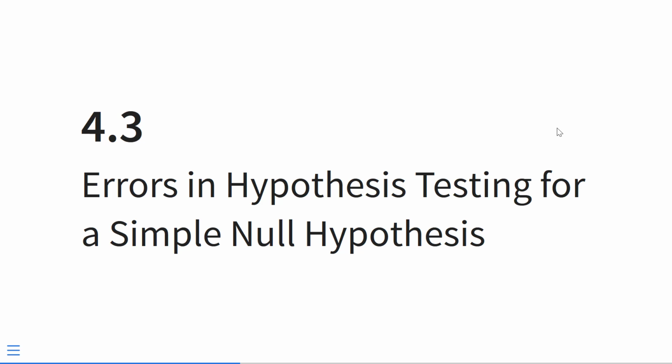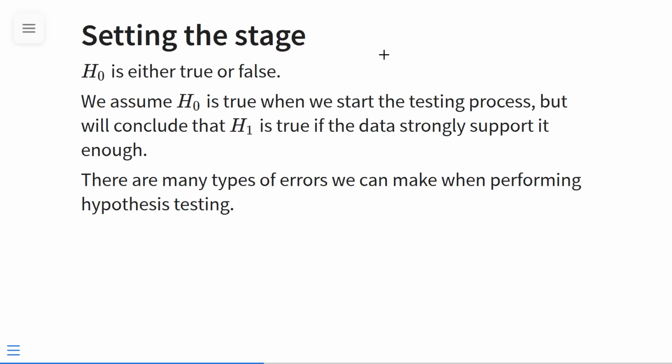In this section, we're going to talk about the different kinds of errors you can encounter in hypothesis testing, and we're going to translate how to compute certain probabilities of an error when we have a simple null hypothesis. So let's set the stage for what we're going to talk about.